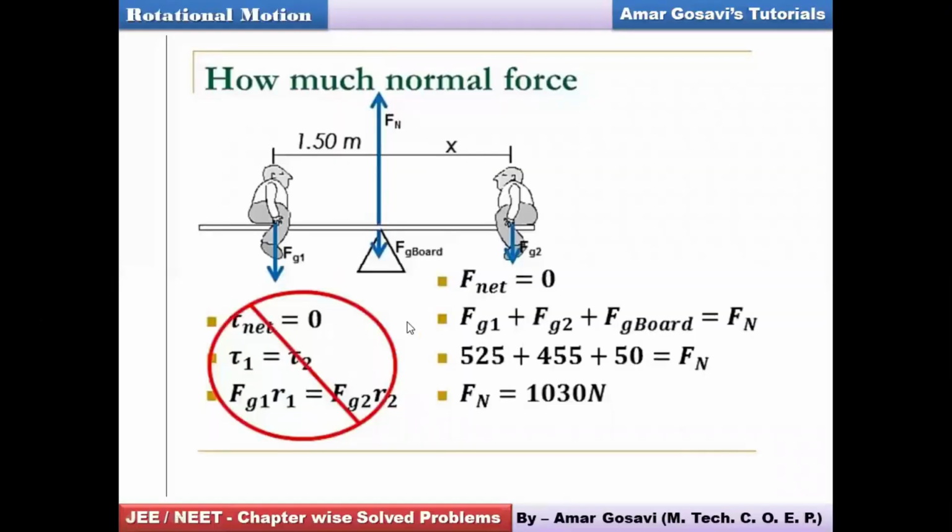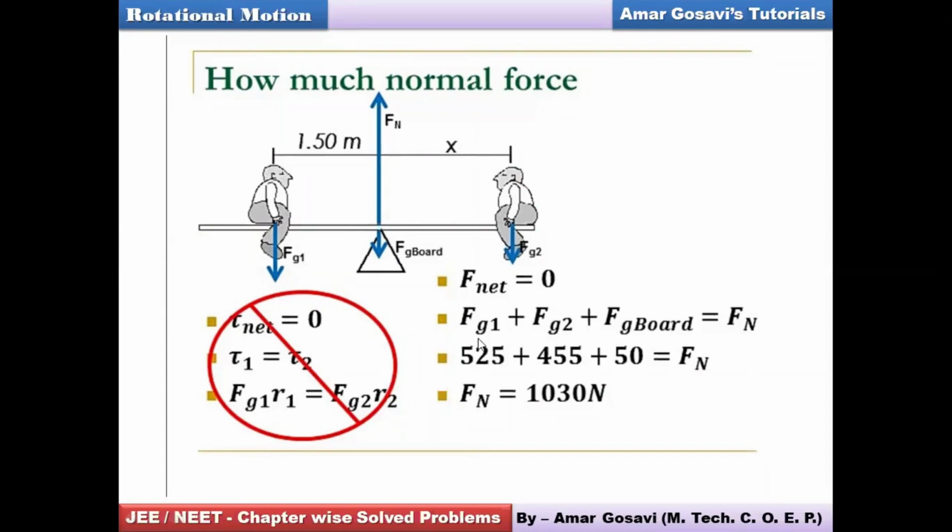So here F net should be equal to 0. Forget about tau net, we will come to that later. First thing which we will talk about is the translational equilibrium. So which all are the forces? So Fg1 plus Fg2 plus Fg board. They all are downward forces. These downward forces should be equal to the upward forces for equilibrium. So that's how together all these forces would be equal to 0.